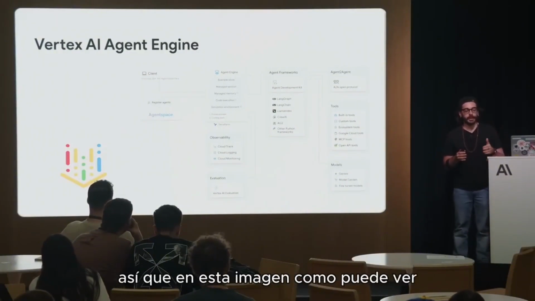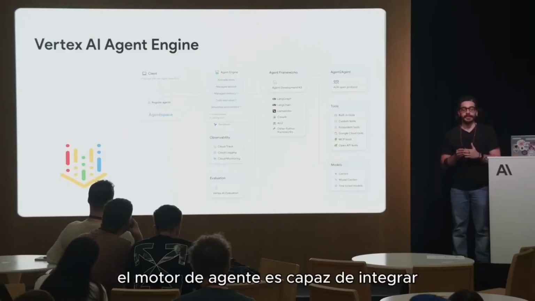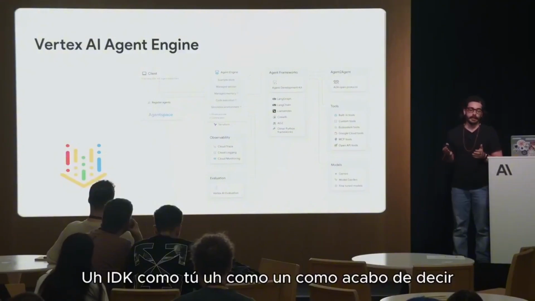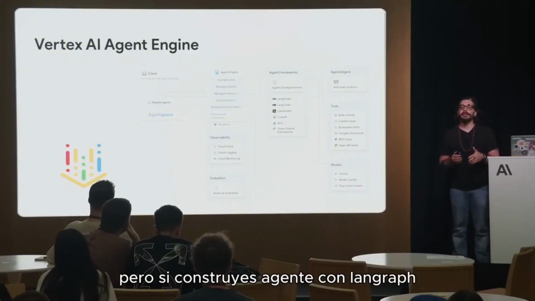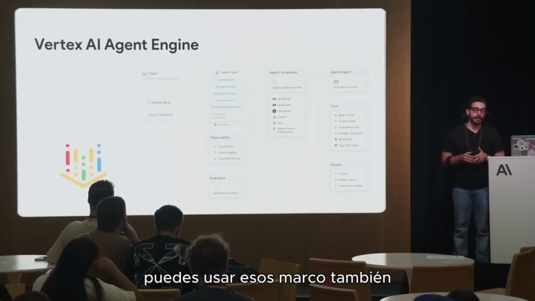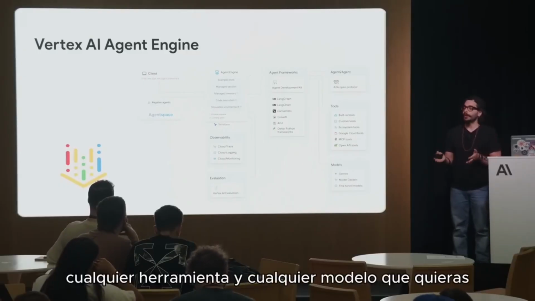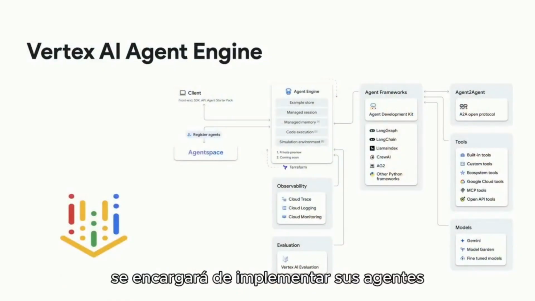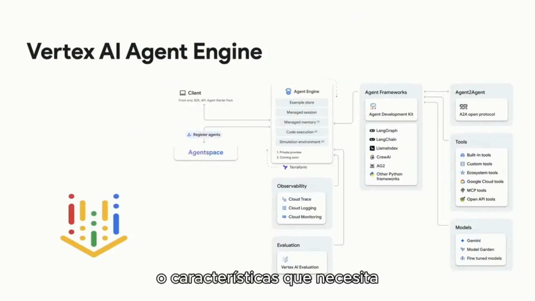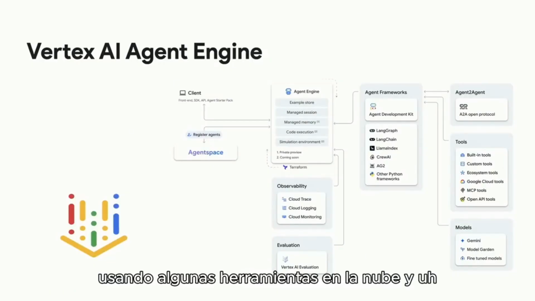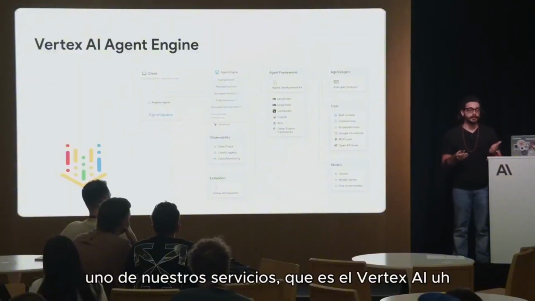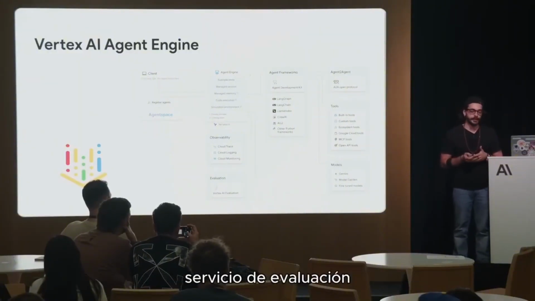So in this picture, as you can see, Agent Engine is capable of integrating any kind of agent framework, ADK as I just said. But if you build agents with LangGraph or LangChain, you can do that. You can use those frameworks as well, with whatever tools and whatever model that you want. And Agent Engine will take care of deploying your agents and will enable all these observability capabilities or features that you need using some cloud tools. And the evaluation part is also covered by one of our services, which is the Vertex AI evaluation service.